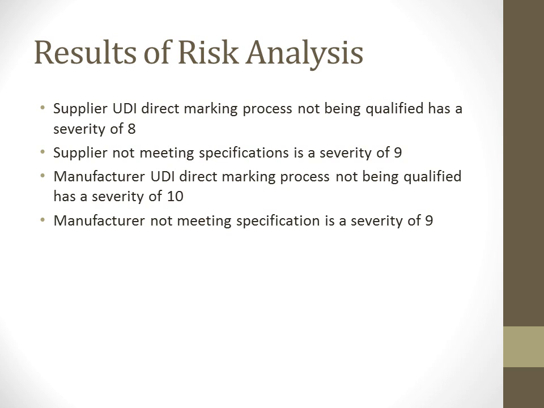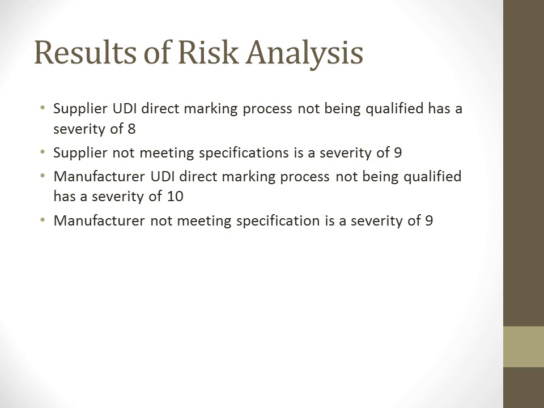So some of the results of the risk analysis that I conducted was that the supplier UDI direct marking process not being qualified had a severity of 8. Severity of 8 is pretty high. I chose this because this is an FDA requirement, and the manufacturer would be ultimately responsible. So that severity should be pretty high.